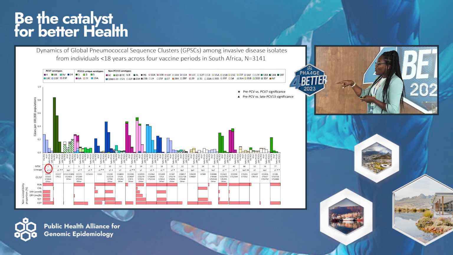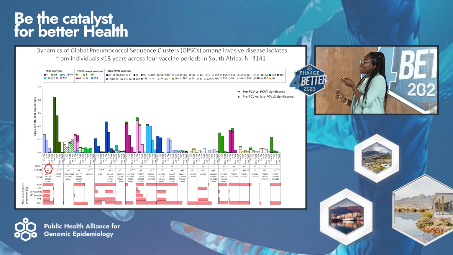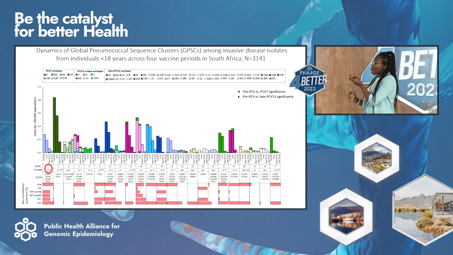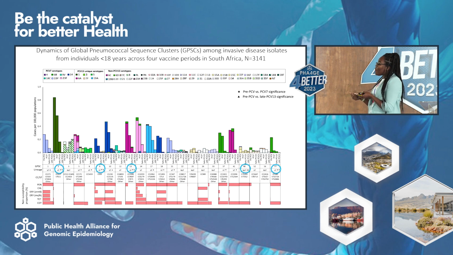And for example, when you look at GPSC1, that is highlighted there, there was a significant reduction in disease when comparing the pre-PCV period and the late PCV13 period. Similar patterns were observed for these other lineages, including 5, 8, 10, and so forth. Also, when we were comparing the pre-PCV period with PCV7 period, and also the pre-PCV period with the late PCV13 period, there were also significant reductions in lineages 2, 9, 13, 48, and 77.